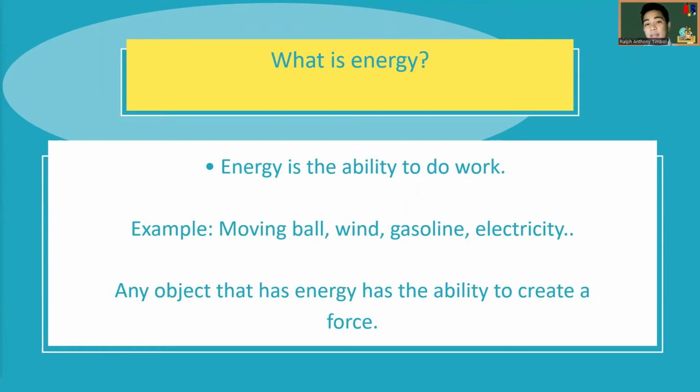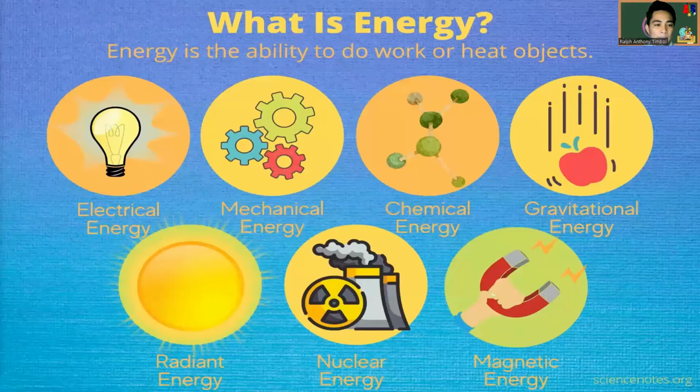Example, a moving ball can hit something, pwede siyang may matamaan at gumalaw ito, o makagawa siya ng damage kung masyadong malakas. A wind can do energy, pwede niyang i-bend ang mga puno, paikutin ng mga turbine, ang mga windmills, even gasoline, kayang patakbuhin ang sasakyan. And even electricity that we are using in our home can power up devices such as our gadgets and our appliances. Energy is the ability to do work, sabi nga, or heat objects na rin.